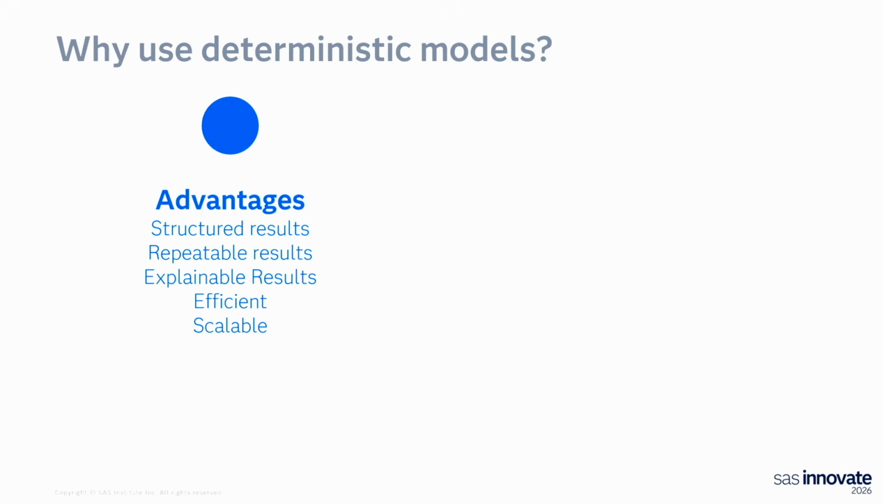So why do we want to use these deterministic models? Well, we talked about the disadvantages of the LLM. Well, these are the advantages that we bring to bear with the deterministic model. We get structured output. We know it's going to be repeatable. We know that every time we run this with the same corpus of documents, we're going to get the same results. We can explain those results, especially when we're talking about a VTA model. I can tell you exactly why that text string was extracted based on the contextual cues found within the corpus of the document.